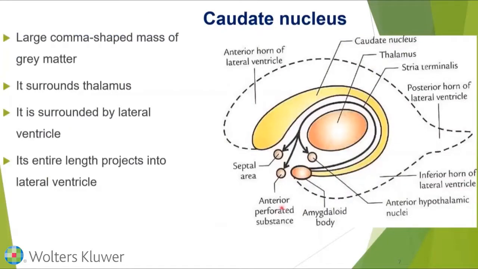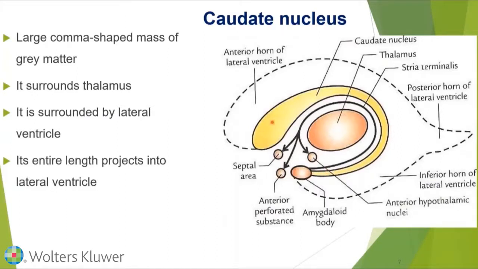Moving on to further details of caudate nucleus. The caudate nucleus, which you can see in yellow color in this picture, is a large comma-shaped mass of grey matter. Comma-shaped means the punctuation mark comma. It resembles the shape of the punctuation mark comma, hence it's a large comma-shaped mass of grey matter.